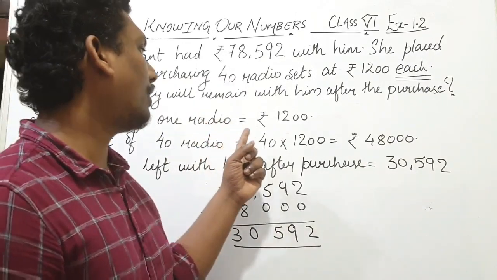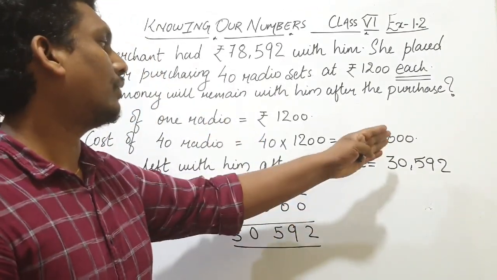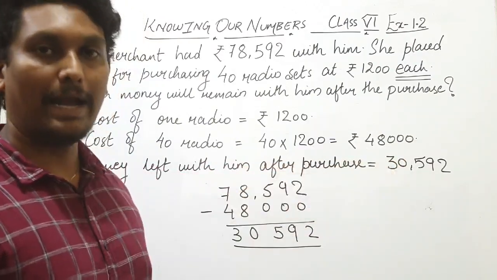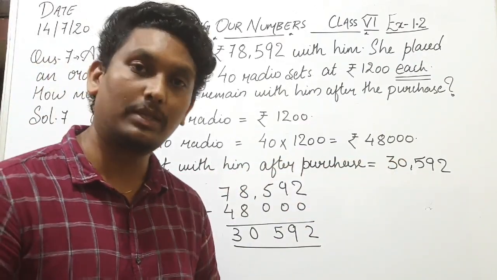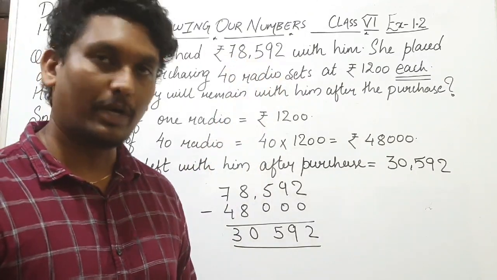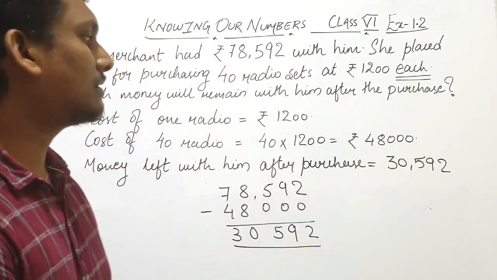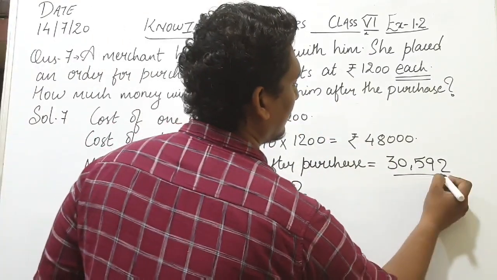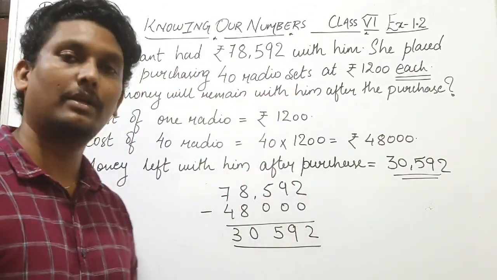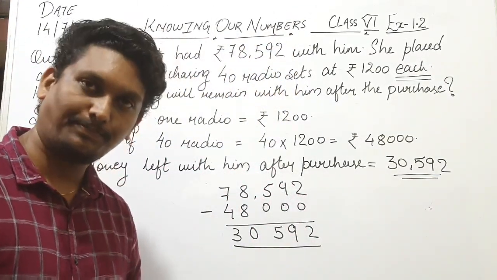First you have to find the value of 40 radios. Then you will get the answer 48,000. That 48,000 you have to subtract from the total money with him. The remaining is the answer. So this is the final answer. This is the money left with him. Thank you.